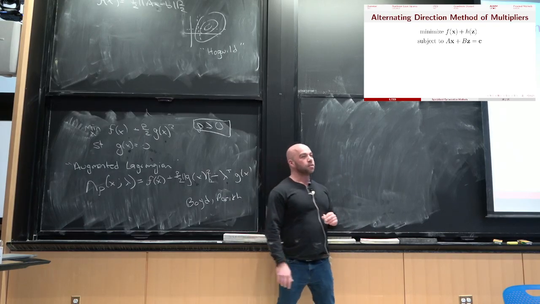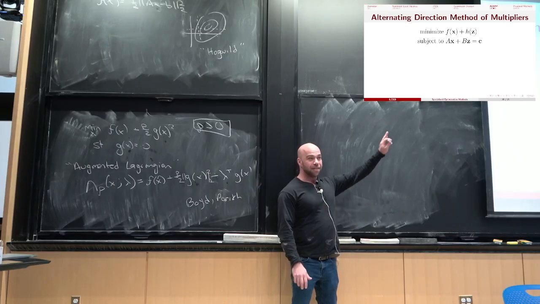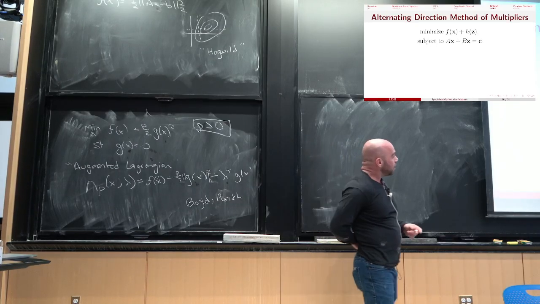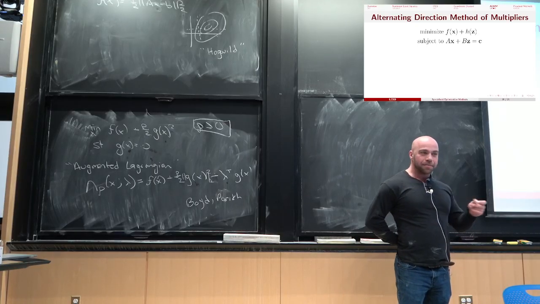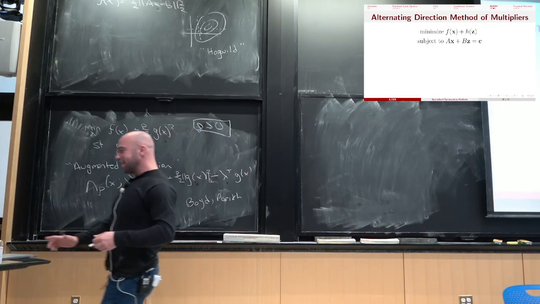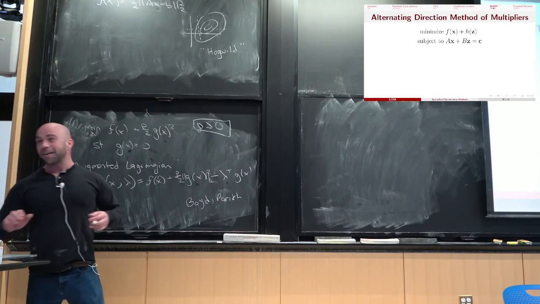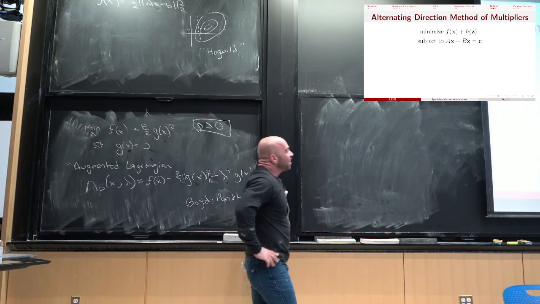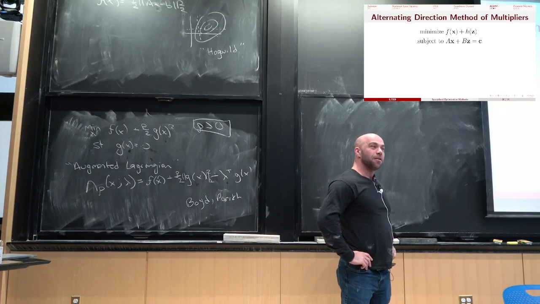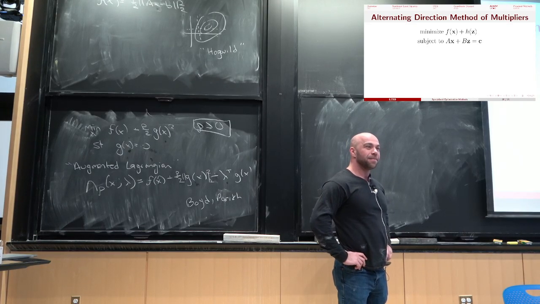So basically what we're going to do is write the augmented Lagrangian of this problem. And then essentially the only difference between ADMM and the augmented Lagrangian method on the previous slide is that this thing is going to alternate between x and z instead of doing them all in one shot. That's the only difference. Okay?